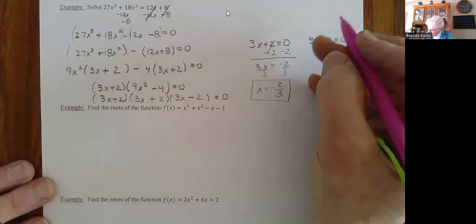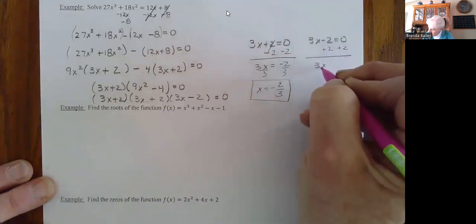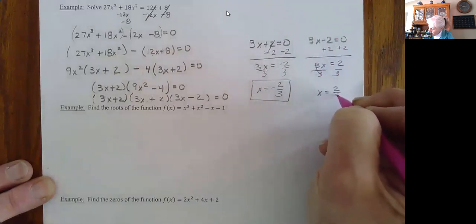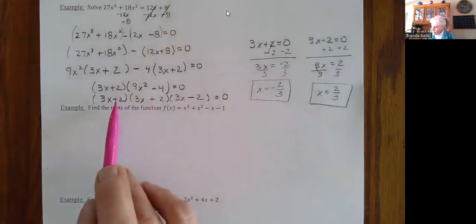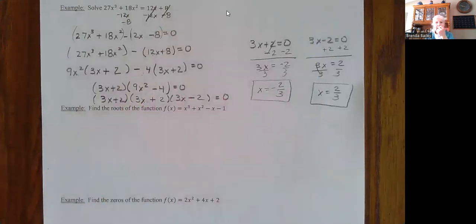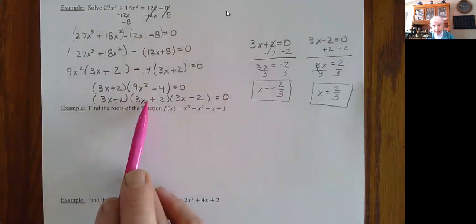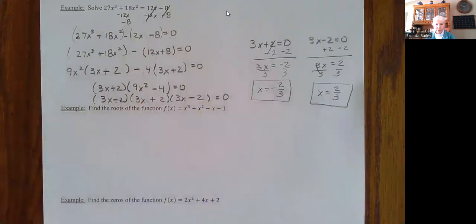Over here, add 2, divide by 3. X equals positive 2/3. And there's your other solution. Okay, if they match, you only have to do one of them. So, all right, those are my two solutions, negative 2/3 and 2/3. Because this is what we call a double root, it means it's going to touch the x-axis, and it's going to cross the x-axis at positive 2/3.